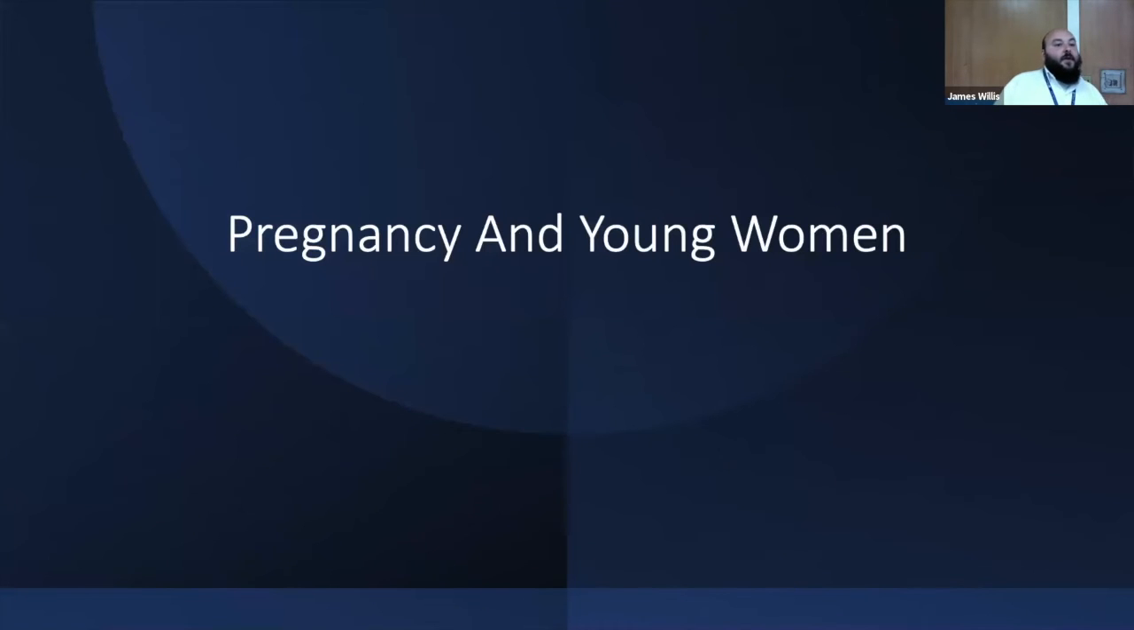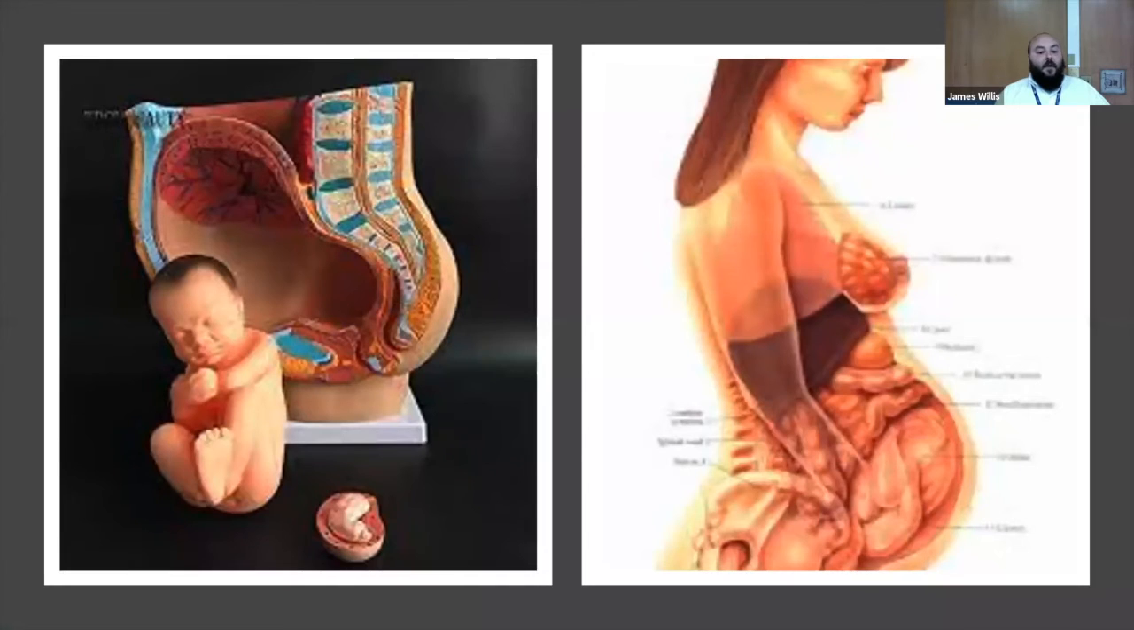Let's move on and talk about pregnancy and young women that present with abdominal trauma. First of all, in pregnant females, there are numerous anatomical changes that will affect your FAST exam. The uterus in early pregnancy still remains in the pelvis. However, as the fetus grows, the uterus expands into the intra-abdominal cavity.